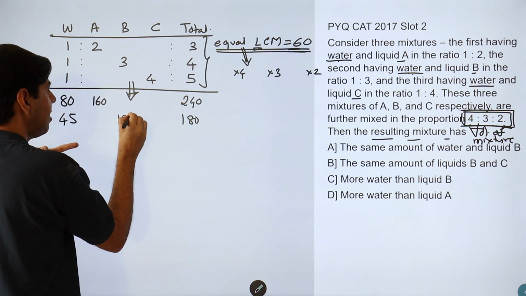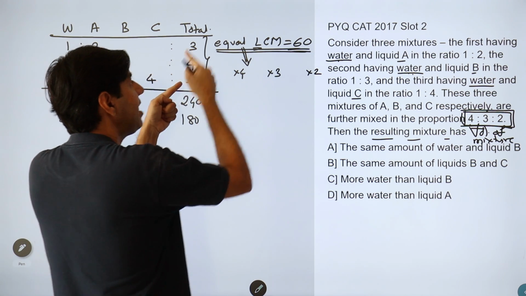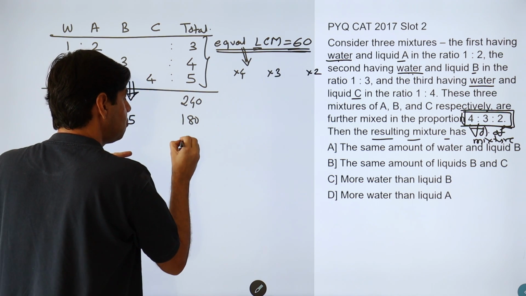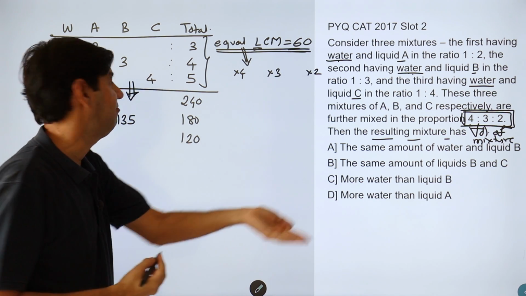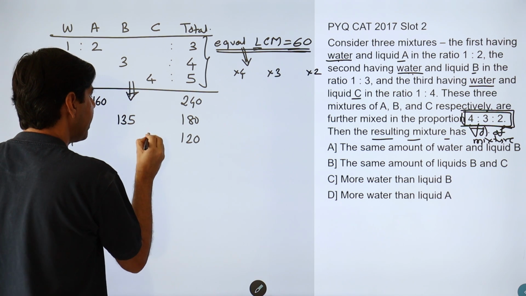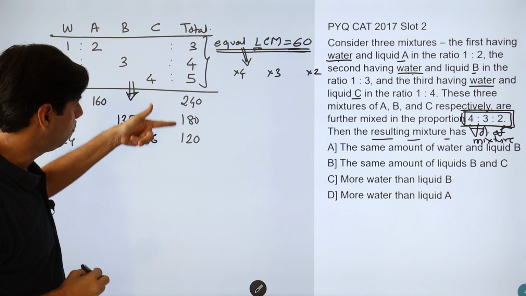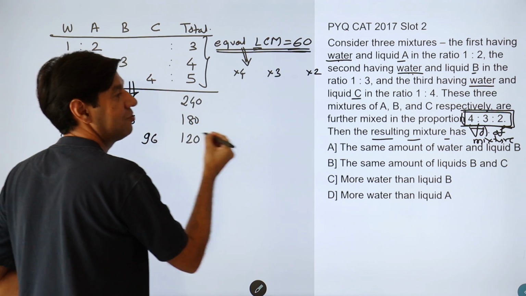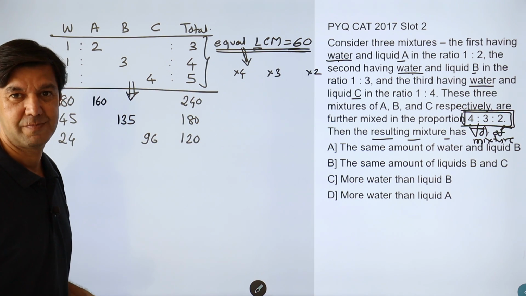You should know these tables, students. Yeah, 45 into 3 is a very simple number. 5 became 60. 60 was multiplied by 2, so it became 120. 5 became 120, so 24 times. 24 ones are 24, 24 fours are 96. Okay, now what happens is, if you look at these numbers are in the ratio 4:3:2. 60 into 4, 60 into 3, 60 into 2.